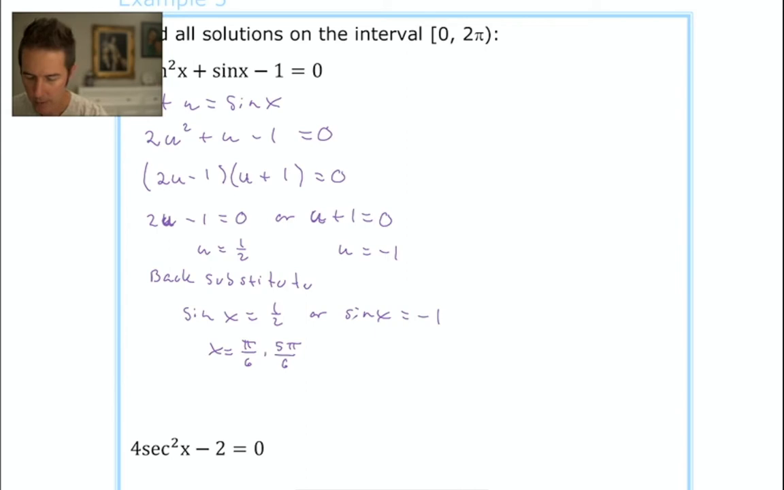And when does the sine function equal negative 1? In my mind, this is what I'm doing. At pi over 2, it equals positive 1. At 2 pi over 2, it equals 0. At 3 pi over 2, it equals negative 1. There it is. 1 pi over 2, 2 pi over 2, 3 pi over 2.